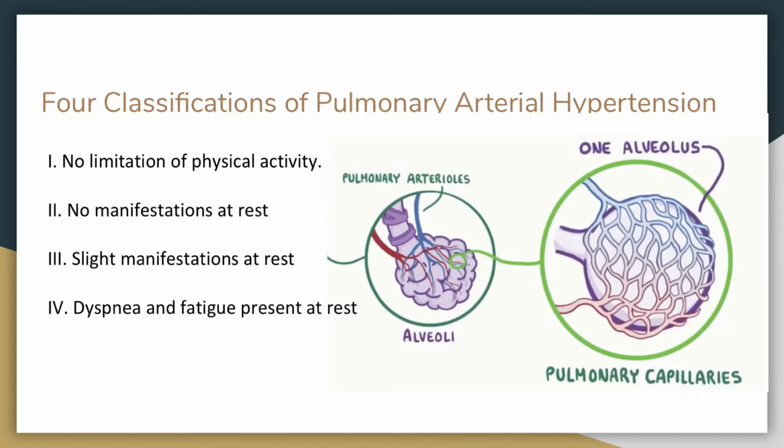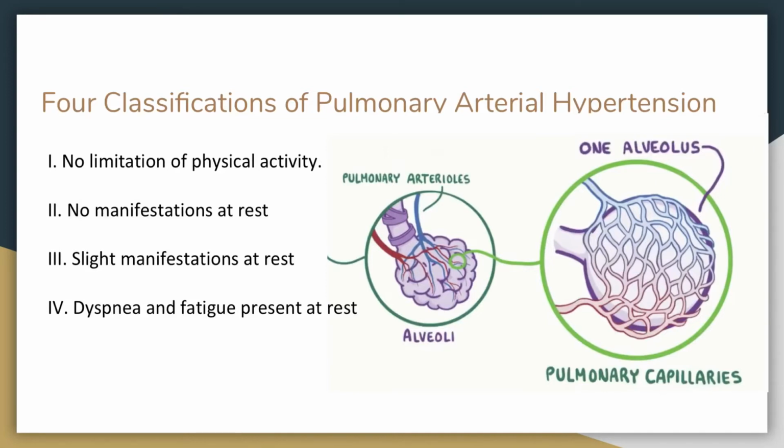No manifestations at rest in the second class of pulmonary hypertension. However, with mild to moderate physical activity, a patient will experience induced dyspnea, fatigue, chest pain, or lightheadedness. Slight manifestations at rest in the third class. Minimal activity will induce dyspnea, fatigue, chest pain, or lightheadedness.